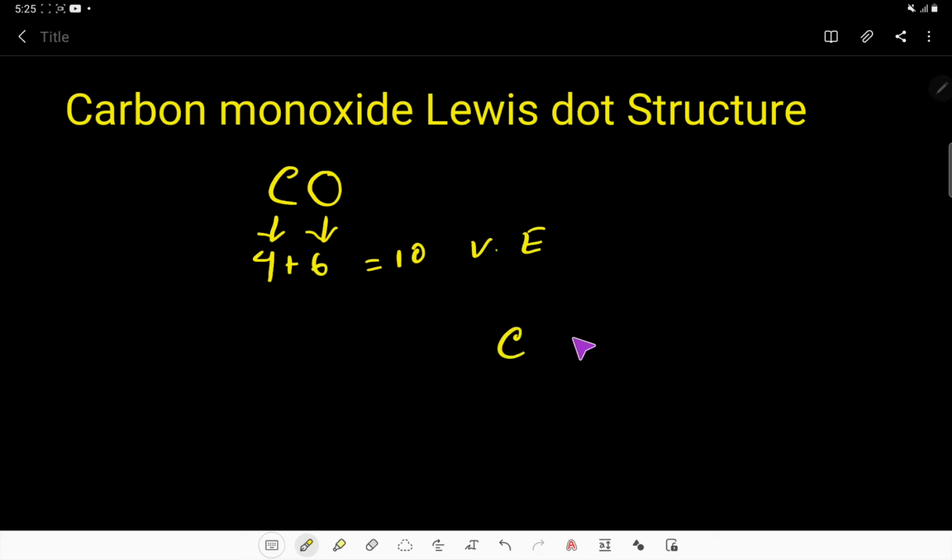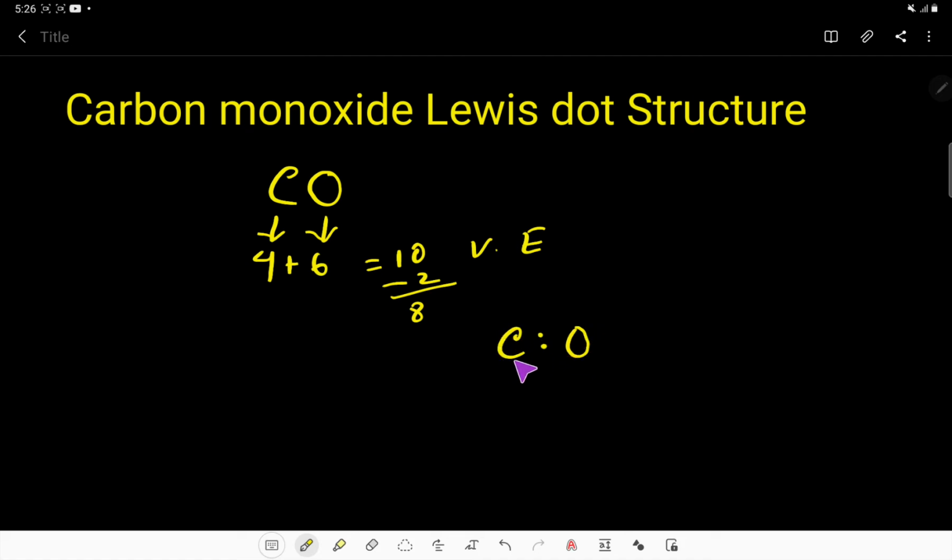So this is carbon, this is oxygen. From the valence electrons we'll use just 2 valence electrons to connect these atoms, right? So among 10 we have used 2, so let us deduct 2. So we have 8 valence electrons left, and these 8 valence electrons will satisfy the octet of the outer atom first.